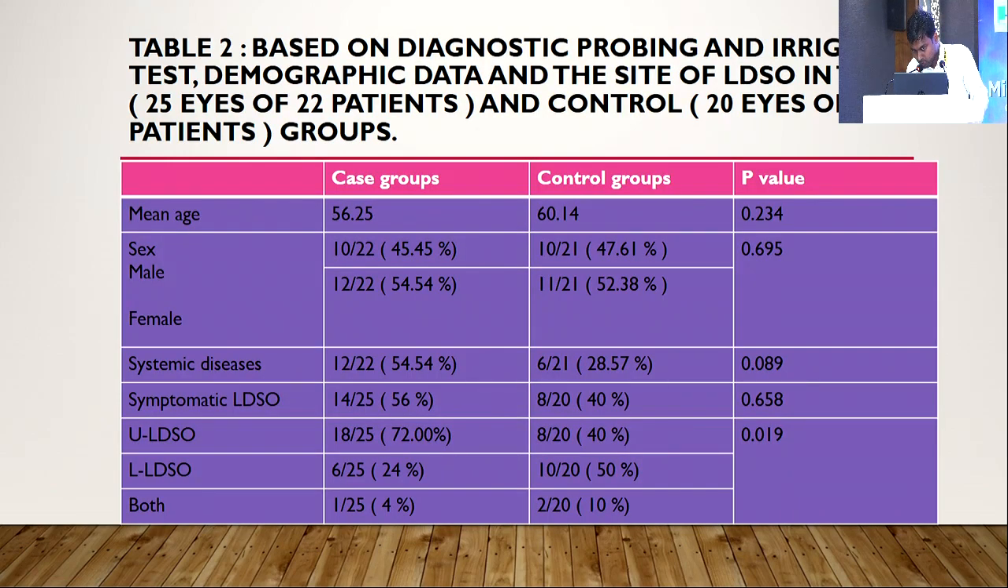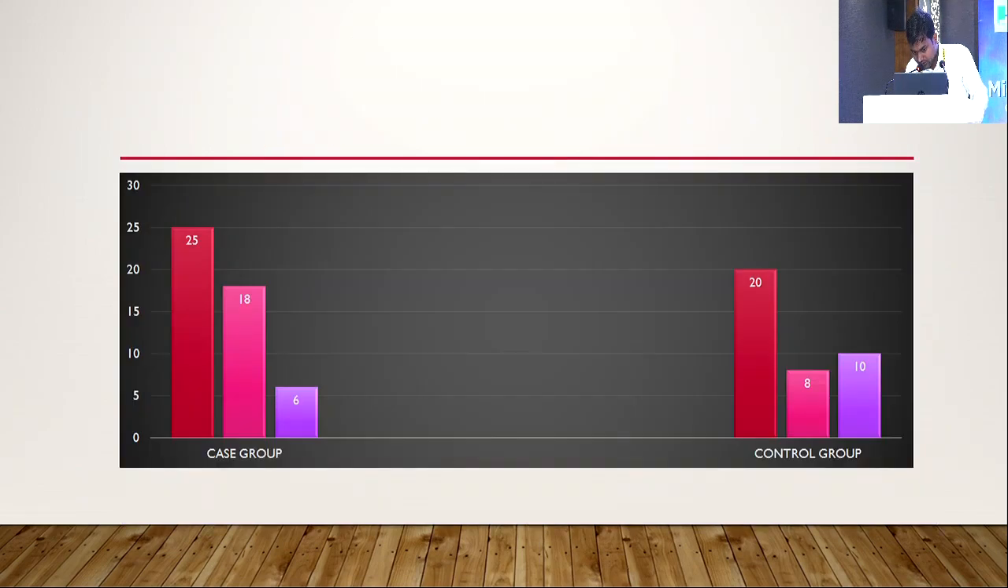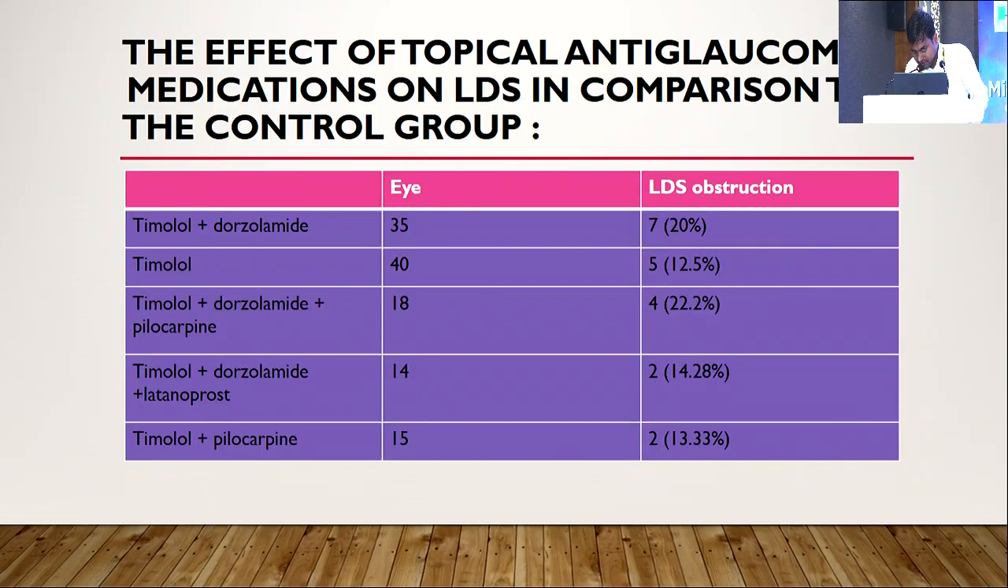Based on diagnostic probing and irrigation test, out of 25 eyes of 22 patients in the case group, 72% had associated upper lacrimal duct obstruction, 24% had lower lacrimal duct obstruction, and 4% had both. Out of 21 patients in the control group, 40% had upper lacrimal duct system obstruction, 50% lower lacrimal duct system, and 10% had both. This is shown by line charts.